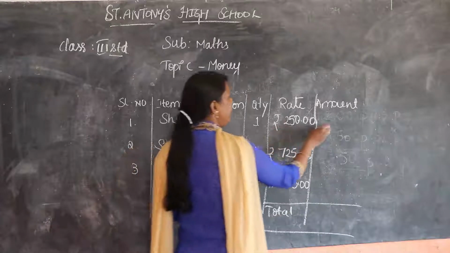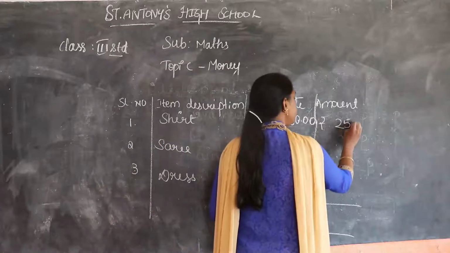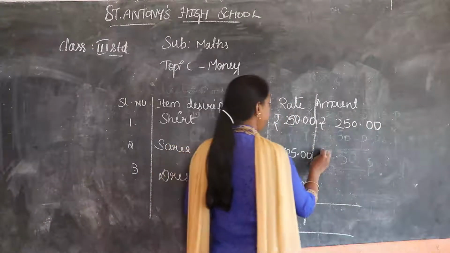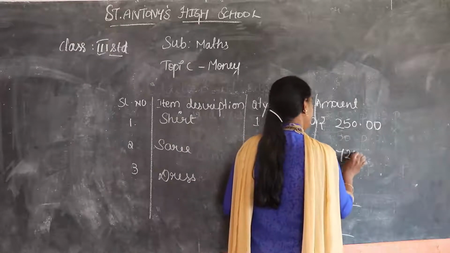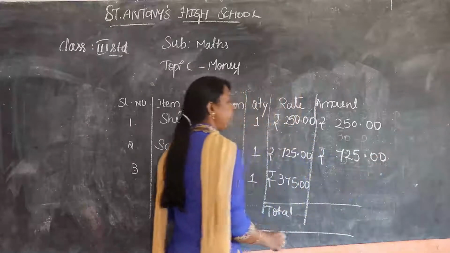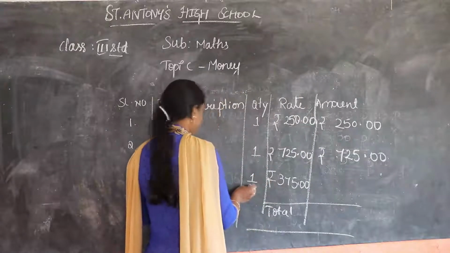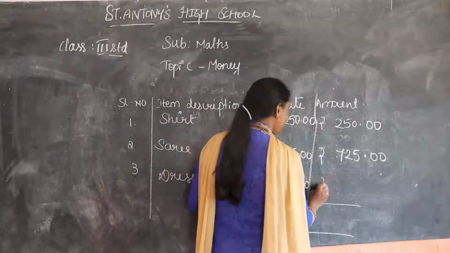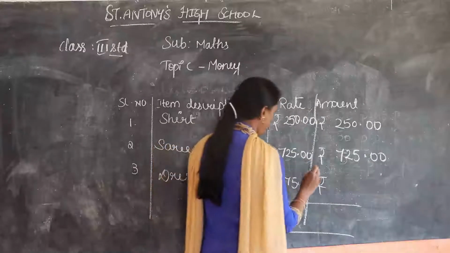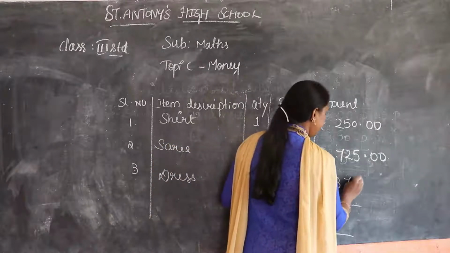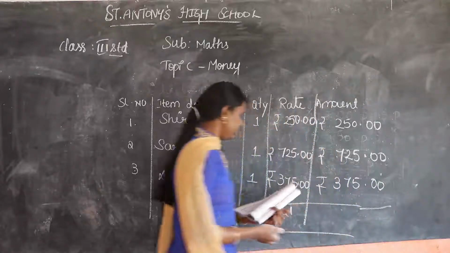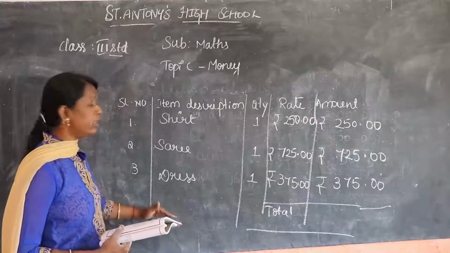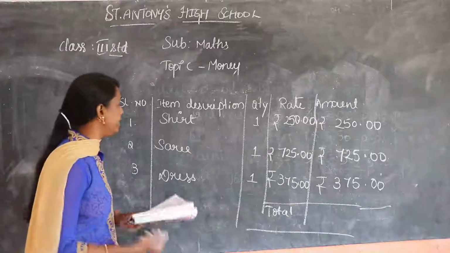So 1 into 250 becomes 250, rupees 250. Next one, 1 into 725, rupees 725. Here the dress, the cost of one dress is rupees 375. So Rajendra buys only one dress. The amount of one dress is rupees 375. So we have to do now the total. Total means the cost of all the three items.